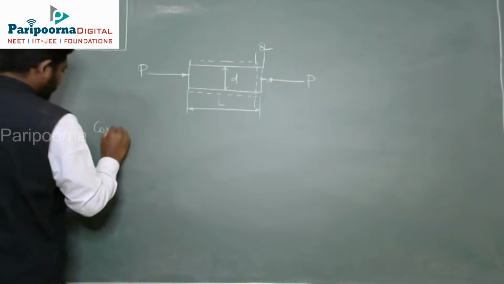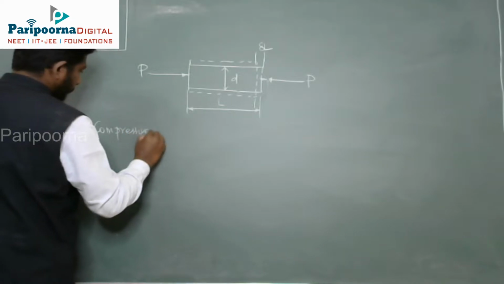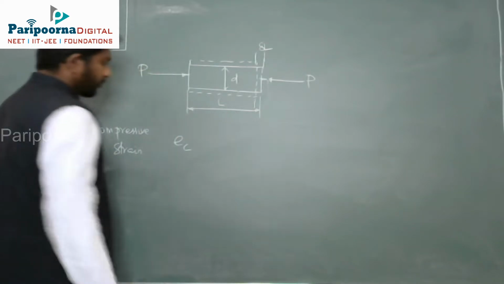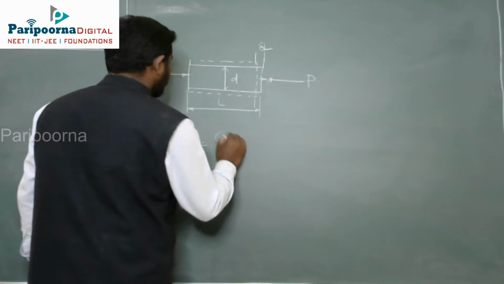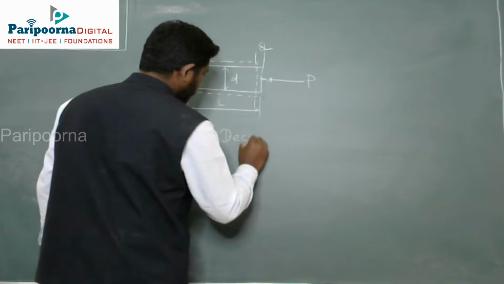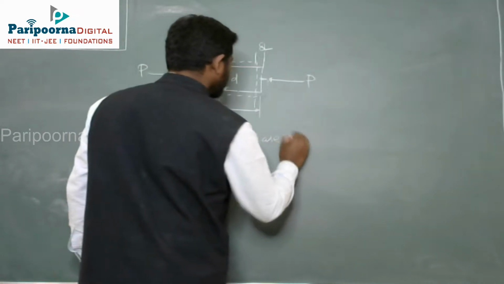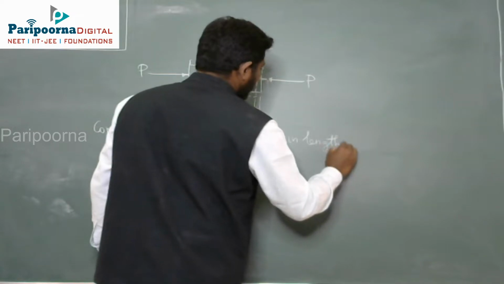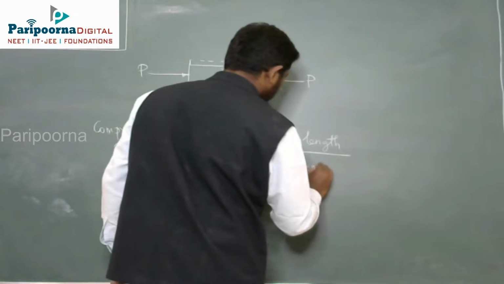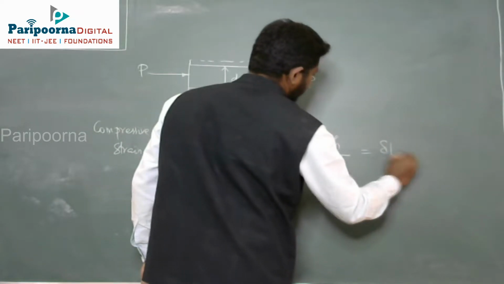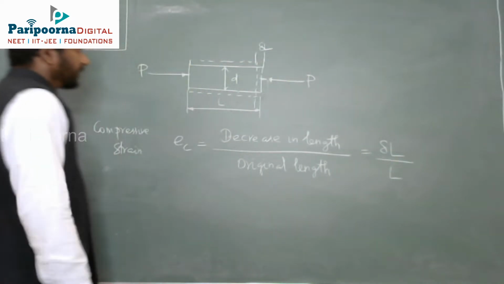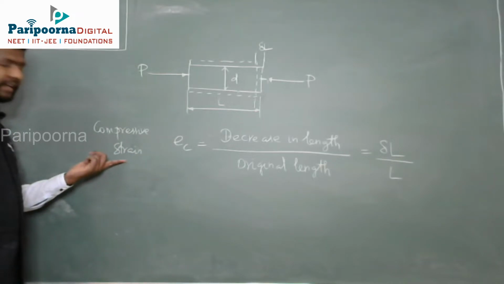Now, what is compressive strain? The notation can be small e subscript c, and this is compressive. Decreasing length over original length. So this decreasing length is also represented by del L over L, and it has no dimension. So this is how we define compressive strain.